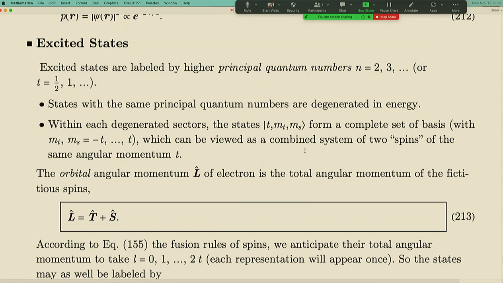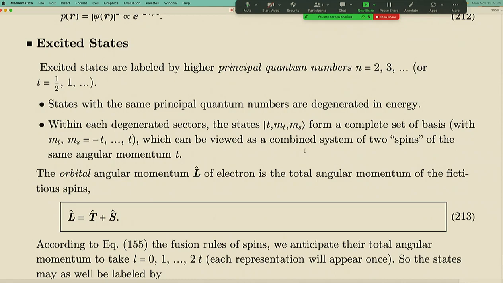Previously we learned that if you have spin 1/2, there's a fusion rule. So when T equals 0, 0 tensor 0 goes to 0. T equals 1/2, then it's 1/2 tensor 1/2. That goes to 0 and 1, which means this is basically n equals 1, and this is n equals 2. And then when n equals 3, that goes T equals 1, then basically you have 1 and 1, and then that fuses into, I think, 0, 1, and 2, just like that.